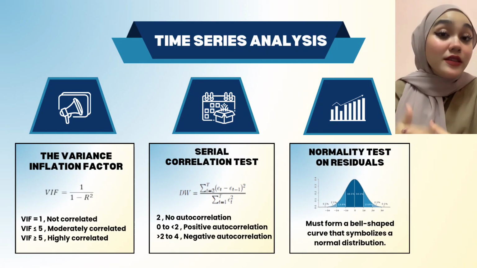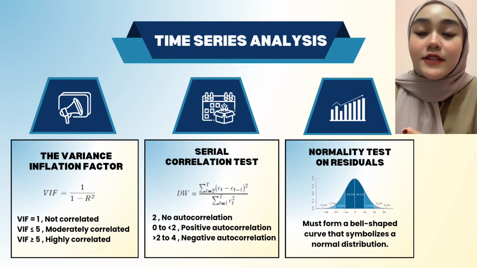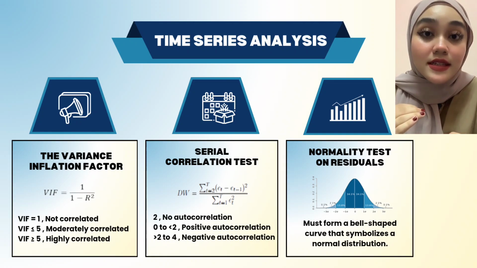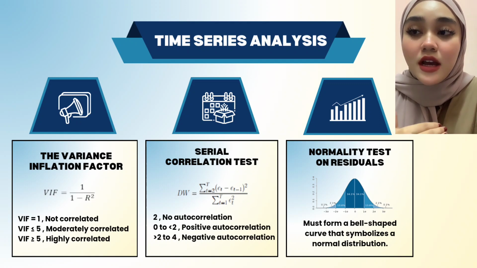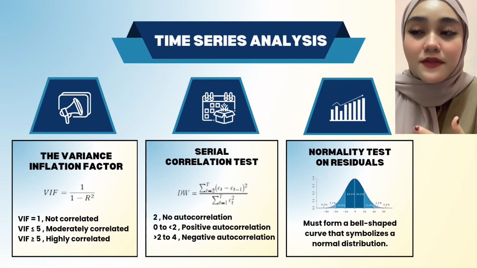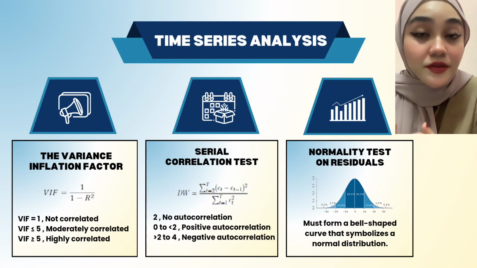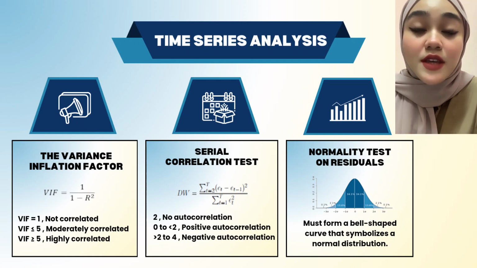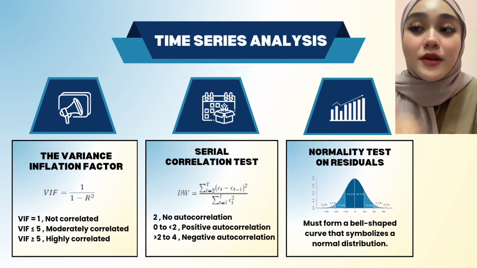So now let's go with the time series analysis. We have 3 time series analysis. The first one is the variance inflation factor. This is the formula, which is VIF equals 1 divided by 1 minus R2. This is the result for the inflation factor. The first one is VIF: if equal to 1, it is not correlated. If the VIF is less than or equal to 5, it is moderately correlated, and the last one is VIF greater than or equal to 5, it will be highly correlated.